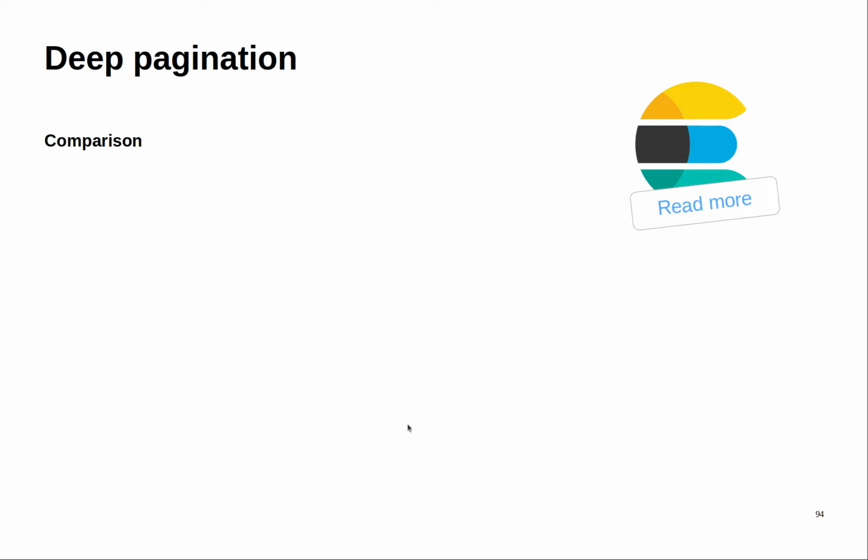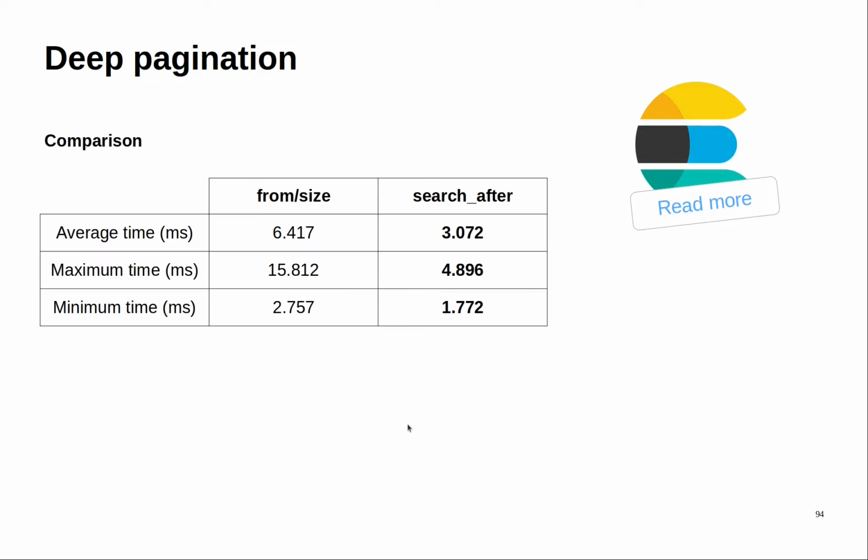I also tried to compute some statistics from those graphs, and they confirm that the search after method is the preferred pagination method because, as you can see, the average time is very small. You can see that the variation is very small also, but here you can see the minimum value and maximum value for the from size method, and you can see that the performance degrades.